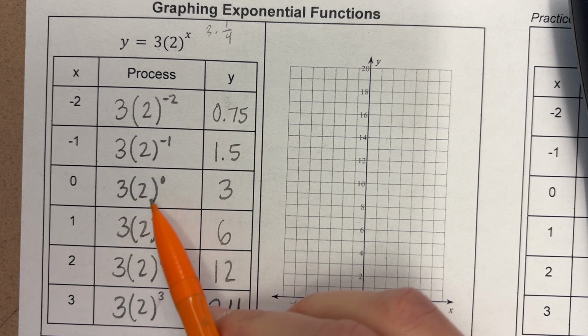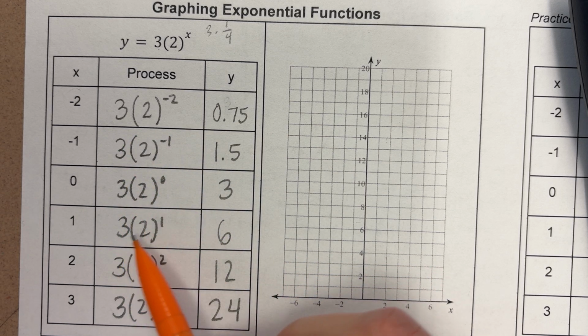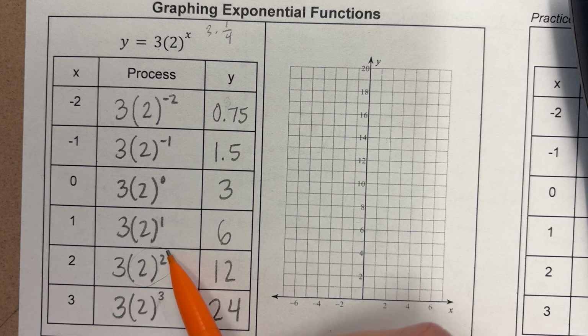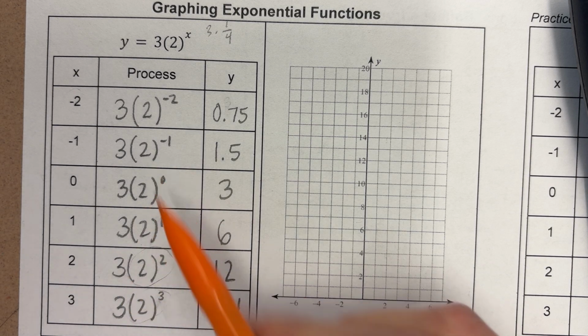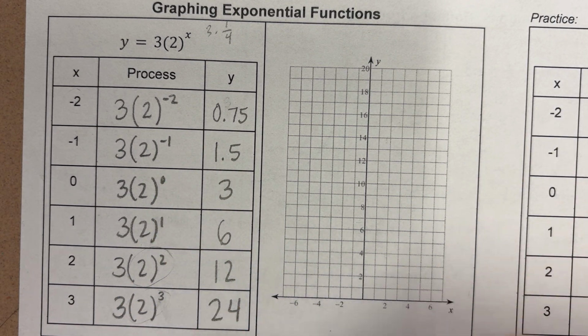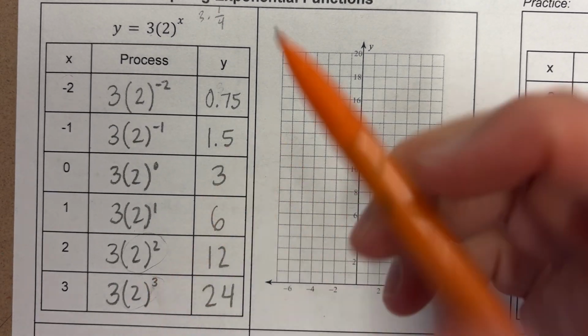This was 3 times 1 over 2. Look, 2 to the 0 power was 1, so this is 3 times 1. This is 3 times 2. This became 3 times 4 and 3 times 8. So you can kind of see where this came from, okay? I'm going to model it down below, but right now I'm just going to graph.